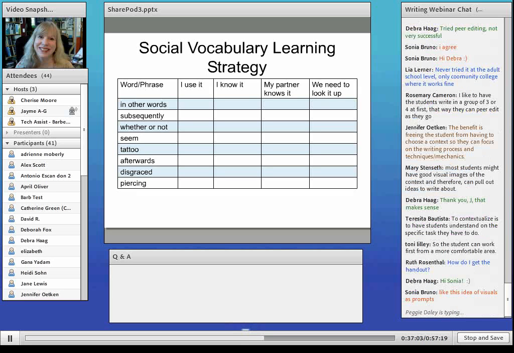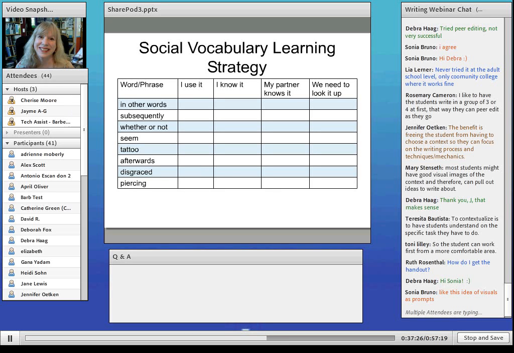Think about using social vocabulary learning strategies. Writing the words up on the board that are key to the topic and that the students will be wanting to use. You can certainly do that. You can go over them. But why not start with a chart that gives the students the lists of words that they're going to be needing to write their composition or their sentences.